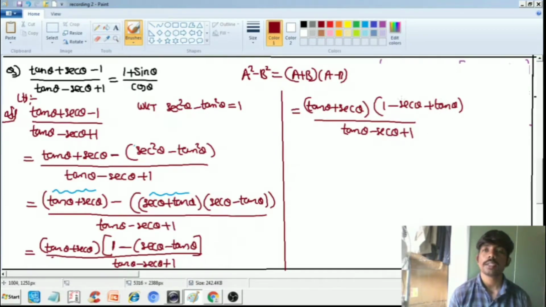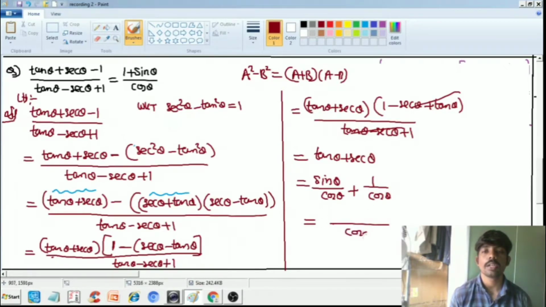The numerator terms are both the same, see carefully, 1 minus secant theta plus tan theta, hence cancel these two terms, and you will get tan theta plus secant theta. From here tan can be written as sin by cos, secant can be written as 1 by cos. So take the LCM, cos, then sin theta plus 1 by cos theta, hence this is the RHS.